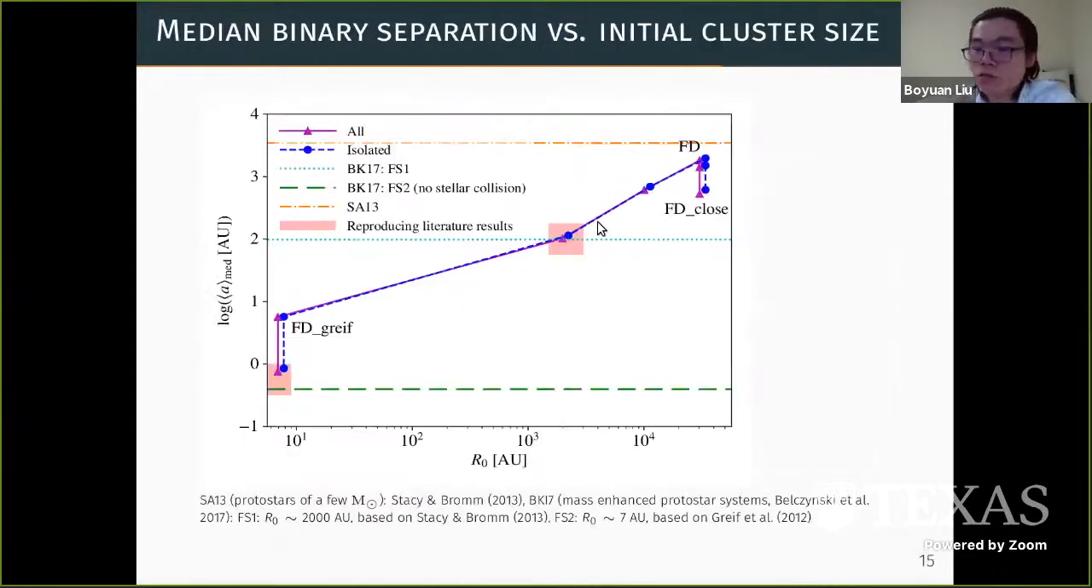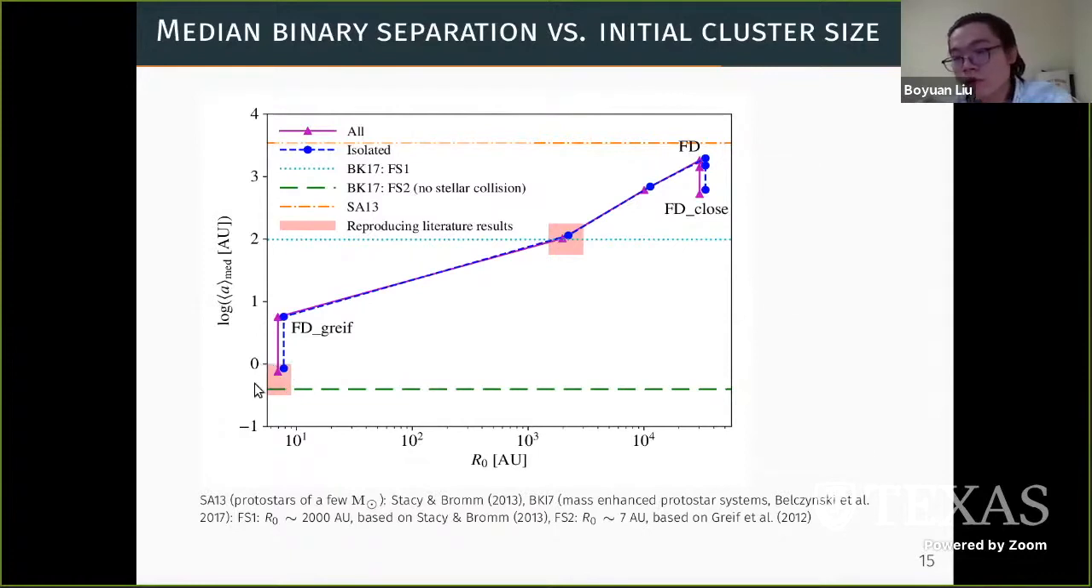Here is the zoom in to that panel. Here we have a solid curve and a dashed curve. These 2 curves are from our models. And the solid curve shows the results for all binaries, including the binaries in quadruple and triple systems. And the dashed curve shows the results for isolated binaries only. And literature results are shown with horizontal lines. And on the larger end, you can see actually 3 data points at 1 radius. These are 3 different implementations of the internal structure. And on the smaller end, you can see 2 data points.